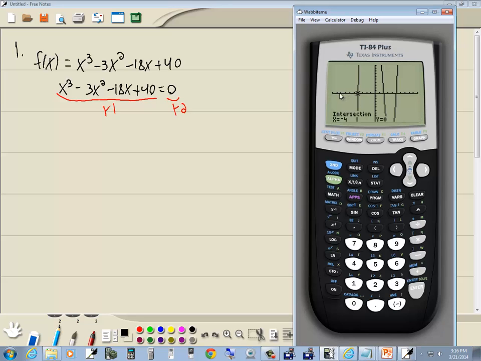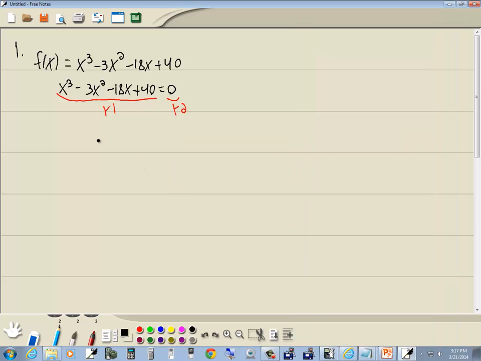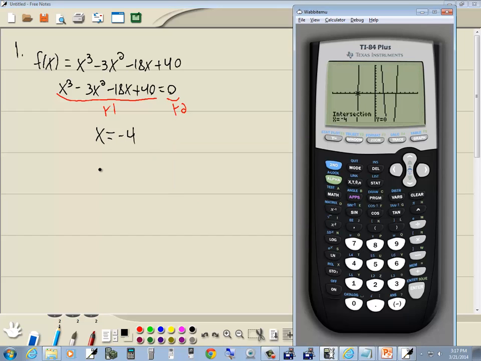Now, you don't want to go too far out because it does weird things sometimes. If I went out to negative 10, sometimes it wraps around and finds one over here, which I don't really understand, but it does that. So we get x is equal to negative 4. Well, that's our first answer. We have to go through the process for each of our answers.